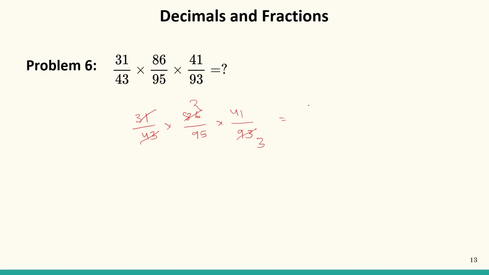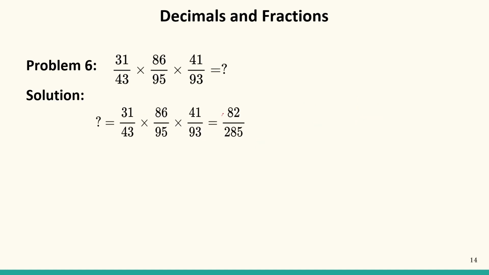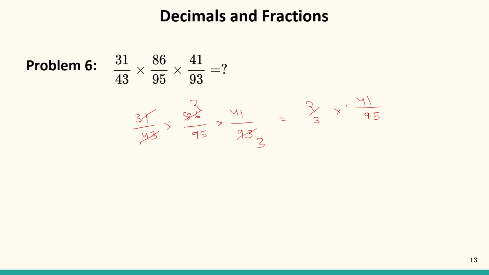So what we are left with is 2 by 3 into 41 by 95. The answer will be 82 by 285. Here it will be 82, 41 into 2, and 95 into 3 is equal to 285. 82 by 285 will be the answer.